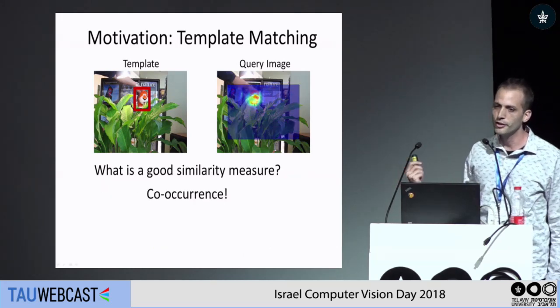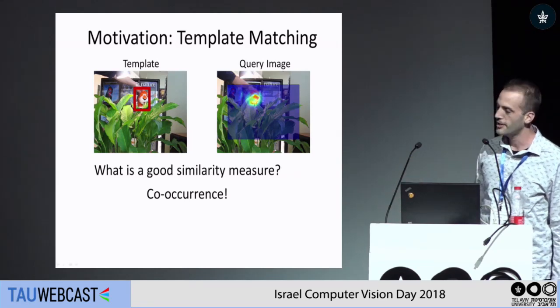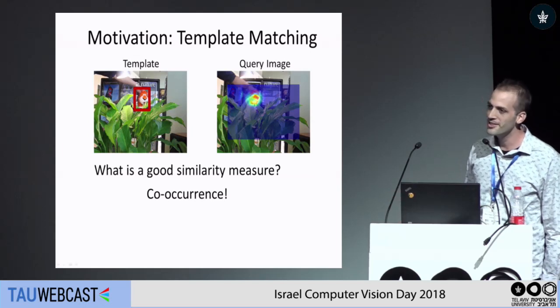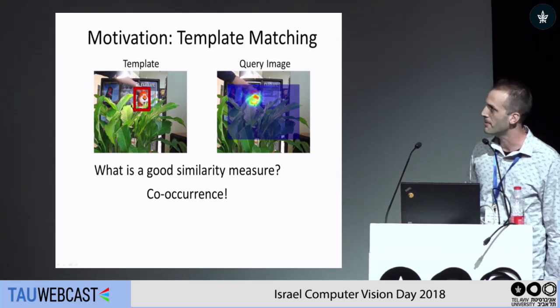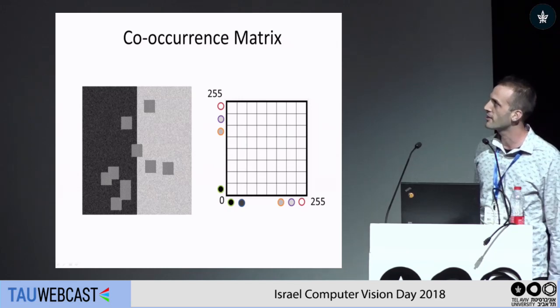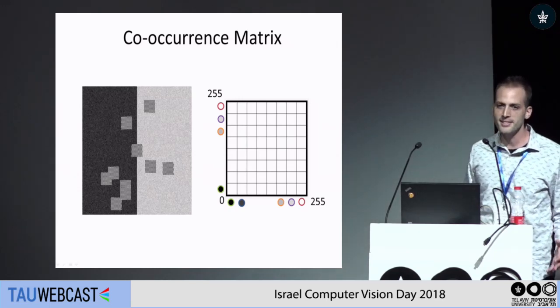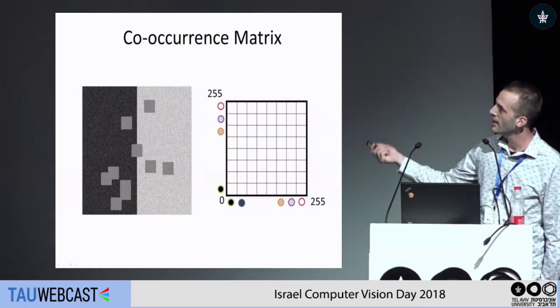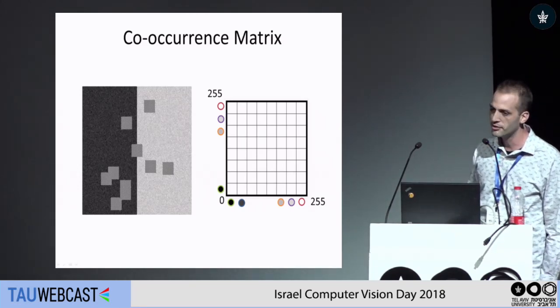Here's an example of a good heat map. It's a co-occurrence. And the goal of this presentation is to show you how to get this heat map. And I'll start by explaining what co-occurrences are all about, and that is best explained with an example. So we have an input image and its corresponding co-occurrence matrix.